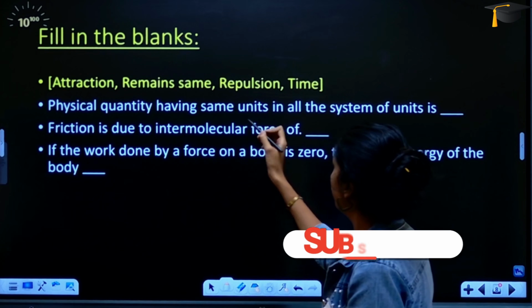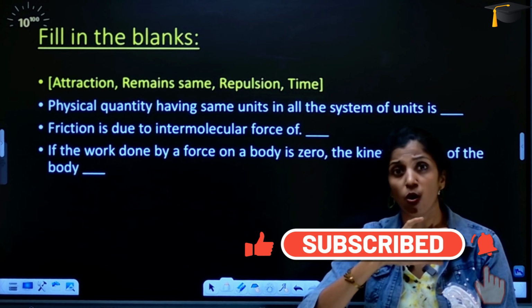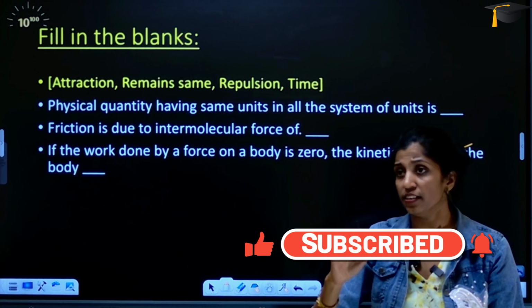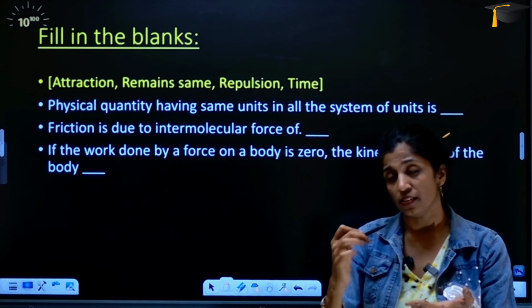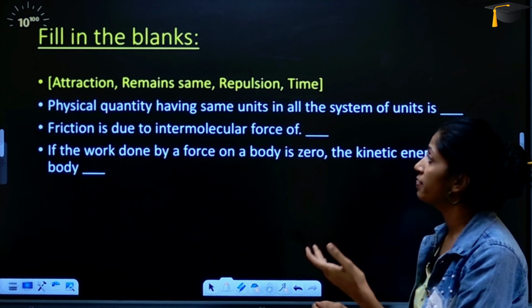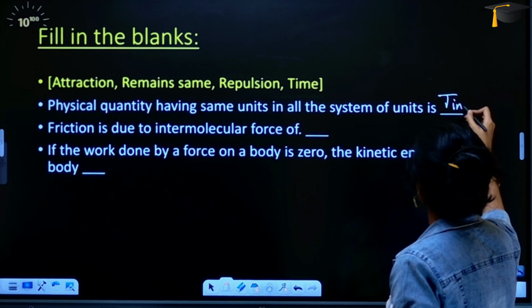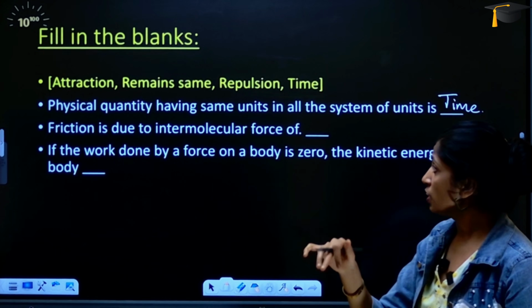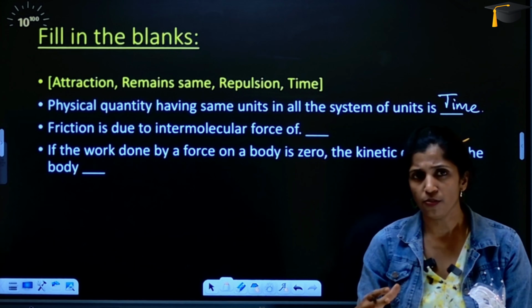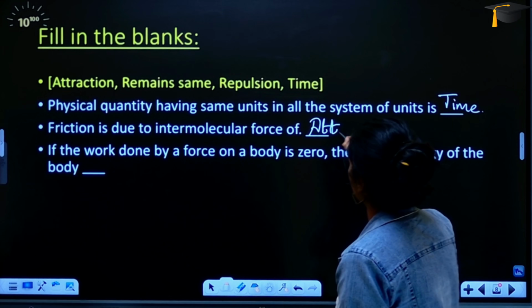A physical quantity having the same units in all the systems. Which quantity is the same in all systems of units? Of course, it is time, right? Because we have the CGS system, FPS system, MKS system, and in all the cases the second is the same. Therefore, time is the perfect answer. Next, friction is due to the intermolecular forces of attraction, of course. Forces of attraction.